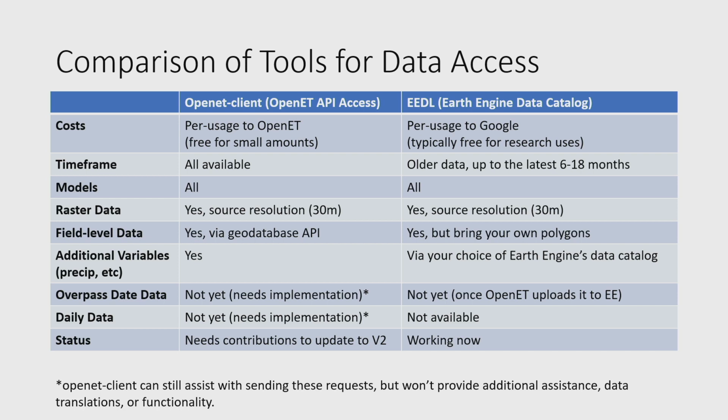They both have access to all the models, which, thank you OpenET, at full source resolution. OpenET client has the geodatabase API. You can get polygon-level data with EDL, but you bring your own polygons and run your own zonal stats, but it does it for you. Notably in EDL, if you want additional variables like precipitation, you have to pick your own from Earth Engine's data catalog, but you can use the same tool to do it. And EDL doesn't have access to the overpass date data or the daily data, but I have been told overpass date data is coming at some point.